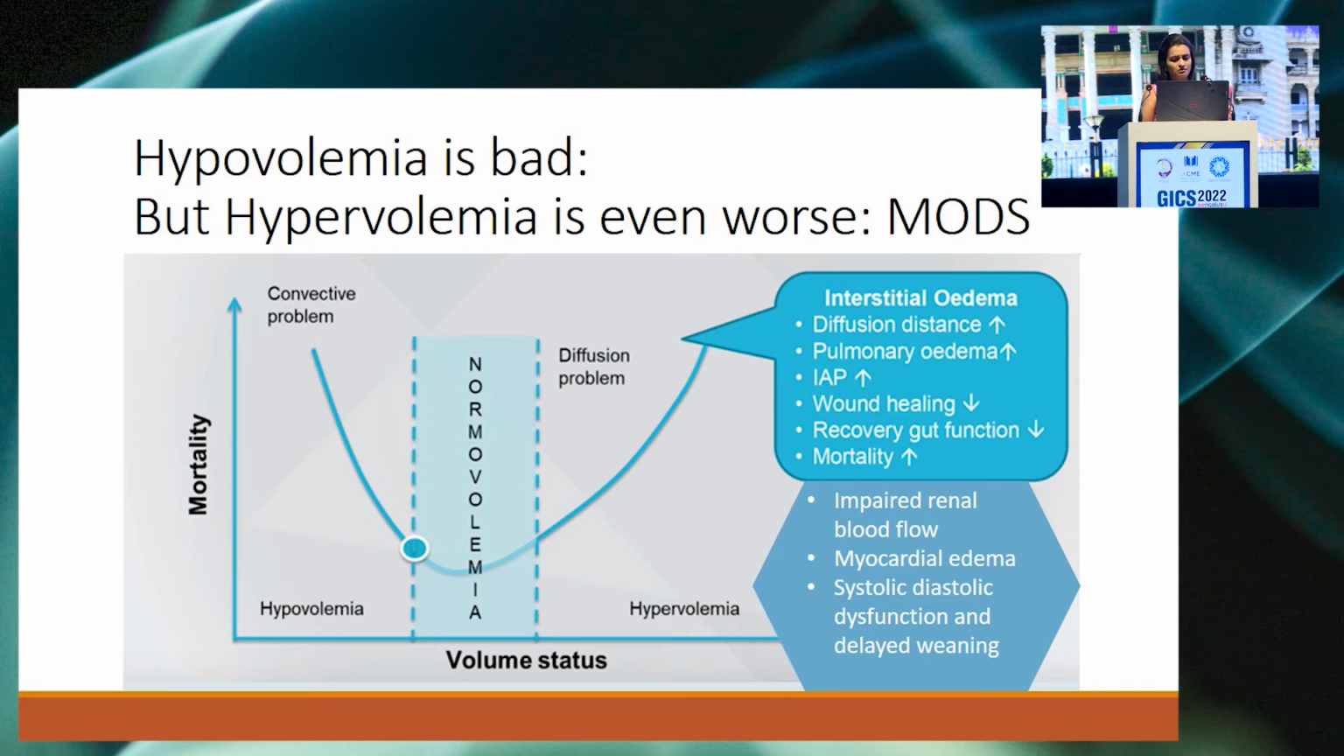In lungs, diffusion pulmonary edema will lead to delay in the mechanical ventilation. In abdomen, increased abdominal pressure. It will affect the wound healing. It will impair the renal blood flow. It will cause a myocardial edema causing systolic and diastolic dysfunction. So every organ is going to get affected by this positive balance.